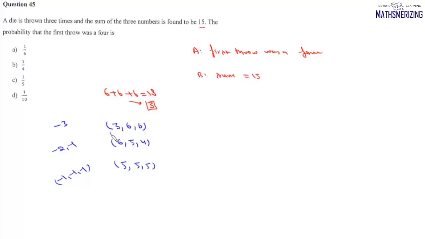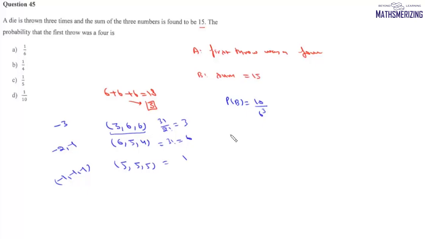Now total number of ways of getting 366 is factorial 3 divided by factorial 2. That is 3 ways. 654, that should be factorial 3, that is 6. And then 555, there is only 1 way. So the total number of ways in which we can get this sum 15 is 10. So probability of getting the sum 15 is 10 divided by 6 to the power 3.